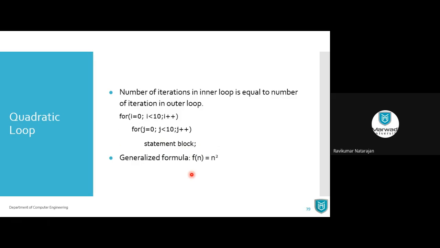Is there any difference? If both iterations are equal, this executes 10 times, this executes 10 times, and then it performs something. So in that case, we can say that f of n equals n square. And there were 8 different big O notations.